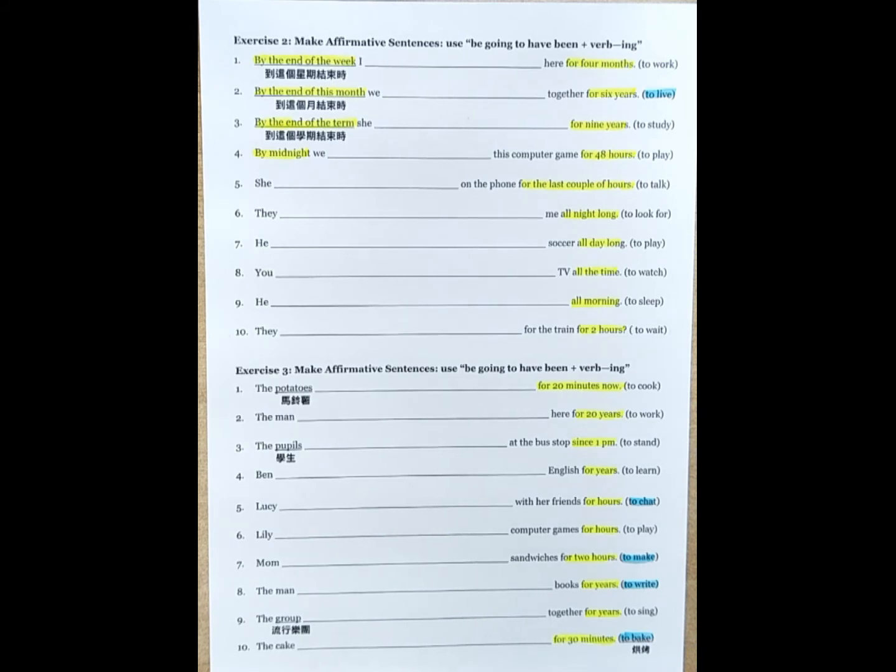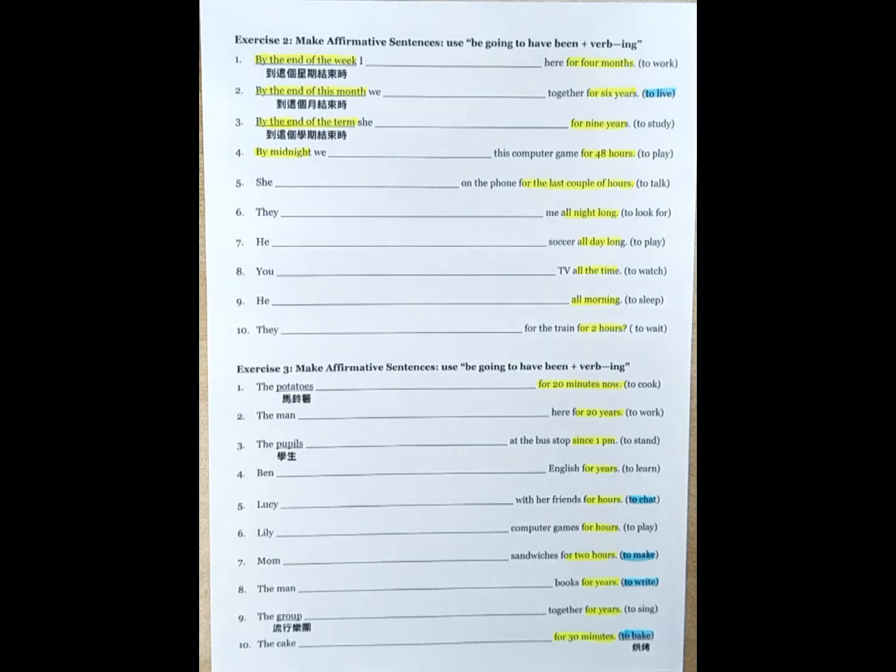Number 8. The man is going to have been writing books for years. 9. The group is going to have been singing together for years. 10. The cake is going to have been baking for 30 minutes.